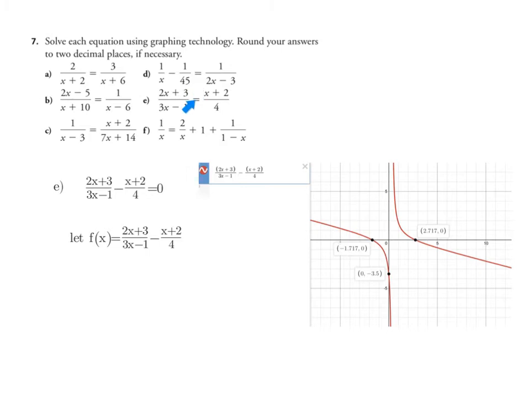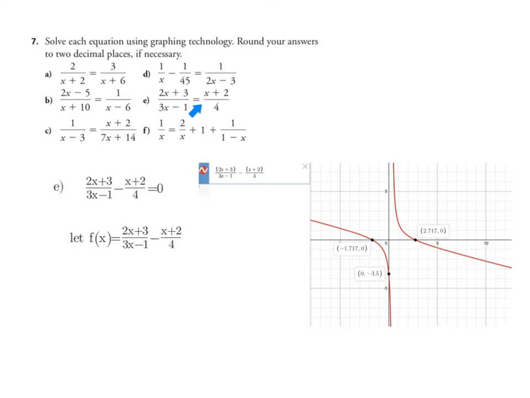If this said less than this side, then anything that's less than 0 would be our solutions. So for this graph, it would be anything between negative 1.717 and, oh, it's not even 0. It's wherever this asymptote is, which is at like 1/3. My bad. It's at 1/3. And anywhere from negative 1.717 to 1/3, and anywhere from 2.717 to infinity.